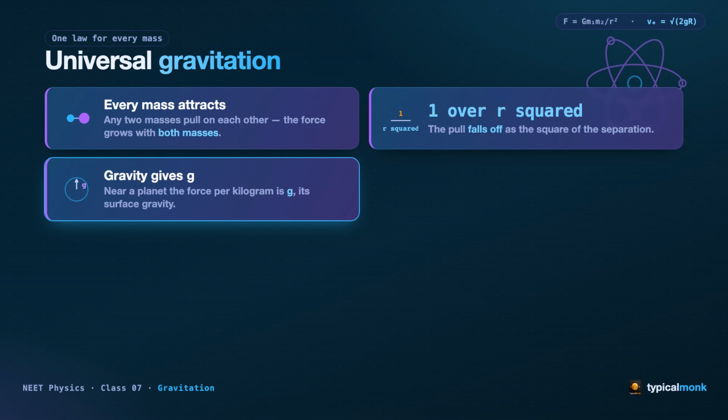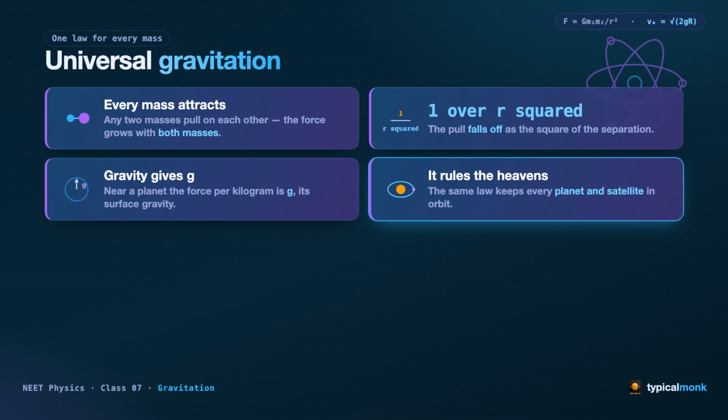Near a planet, this force per kilogram is what we call g, the acceleration due to gravity, 9.8 meters per second squared at Earth's surface. And the same law rules the heavens. It keeps every planet in its orbit around the sun and every satellite in its orbit around the Earth. Arjun once asked why the moon does not simply fall down. The answer is that it is always falling, but moving sideways fast enough to keep missing the Earth.